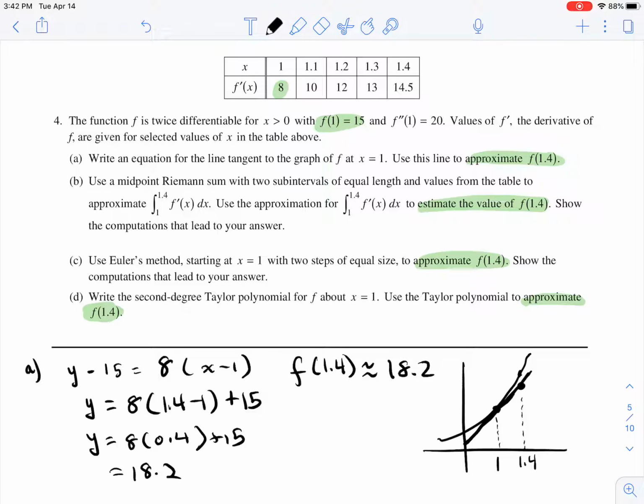All right, so for part B, now we're using midpoint Riemann sums, and we're told that we're going to be using 2 subintervals. So let's clear out some of this stuff here just so we don't get too bogged down.